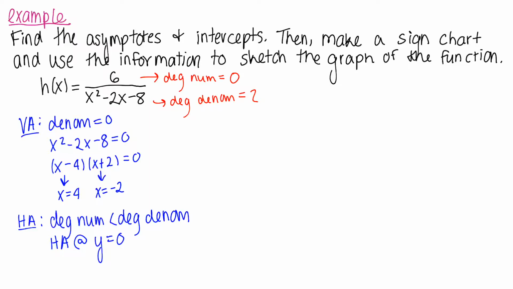Let's talk intercepts. For the x-intercept, this is where you let the numerator equal 0. But if you set the numerator here equal to 0, you get 6 equals 0, which doesn't make any sense at all, so there are no x-intercepts here.